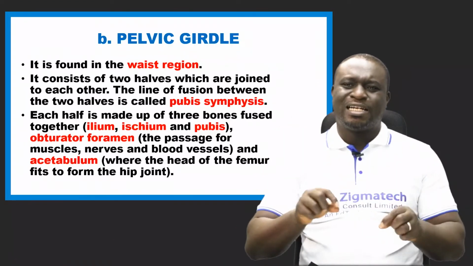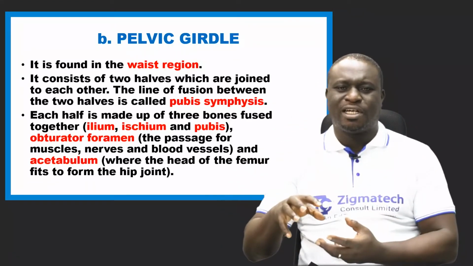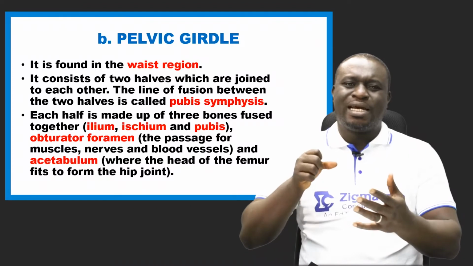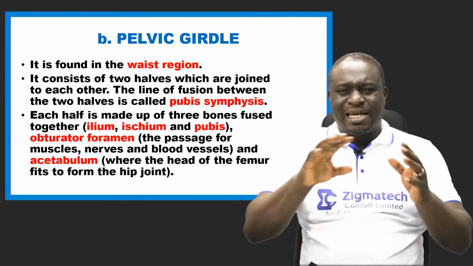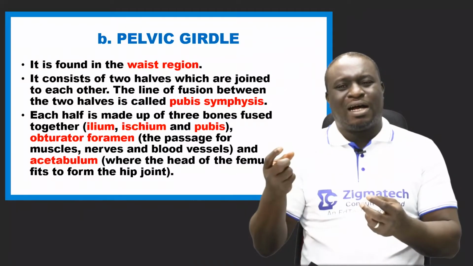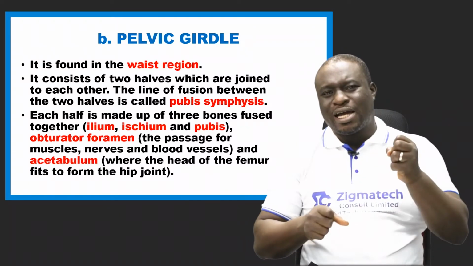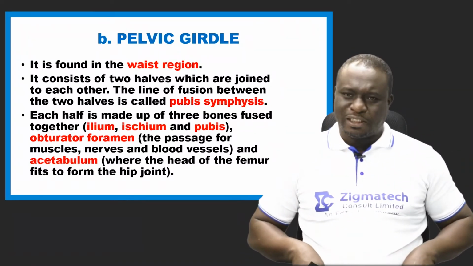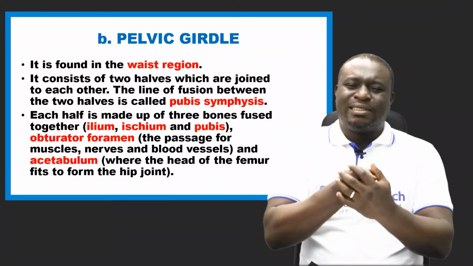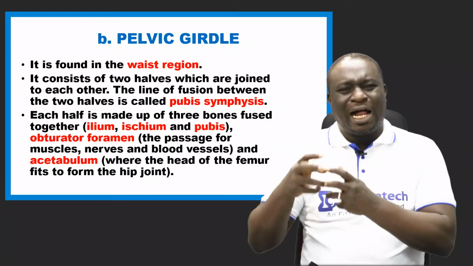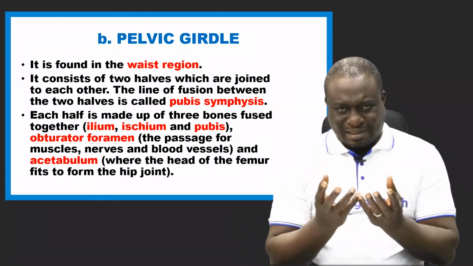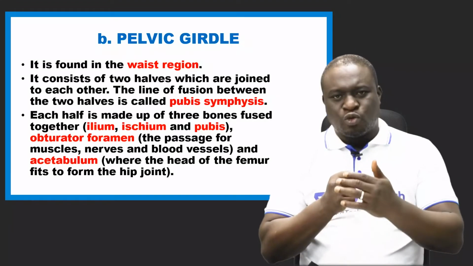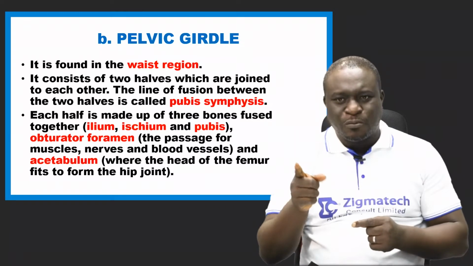And then another thing located in each half of the pelvic girdle is what we call the acetabulum. Now, the acetabulum is actually a depression that creates an articulation into which the femur, the longest and strongest bone of the body, fits to form the hip joint. I repeat, the acetabulum is a depression in each half of the pelvic girdle that creates a room, let me put it that way, for the femur to fit into the pelvic girdle to form the hip joint.